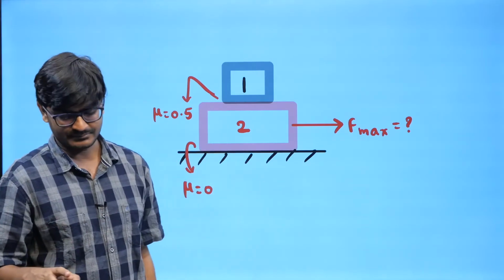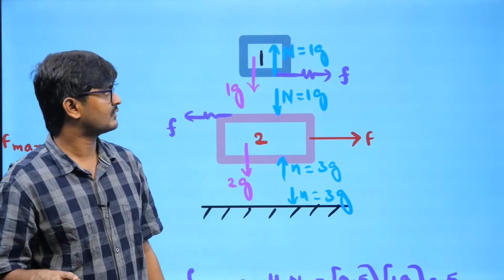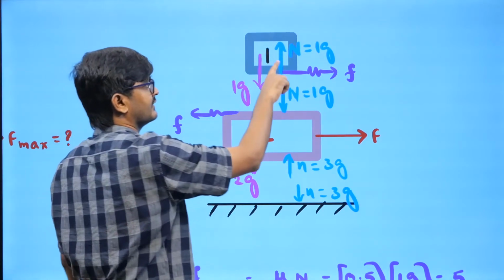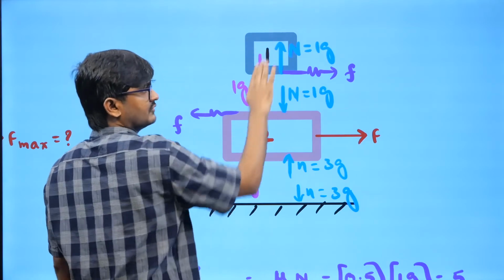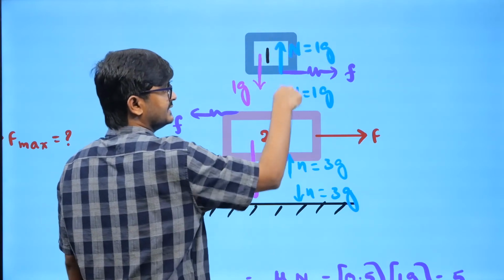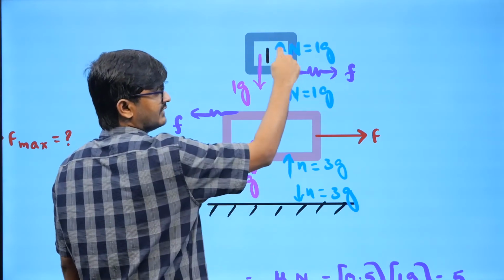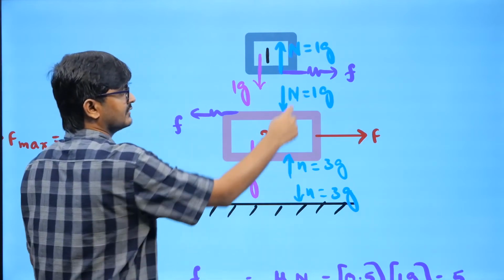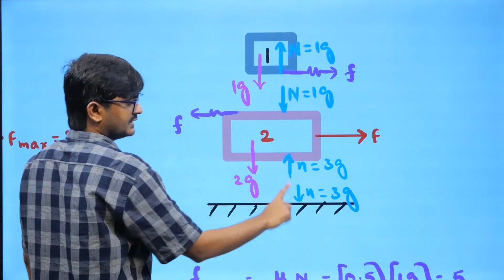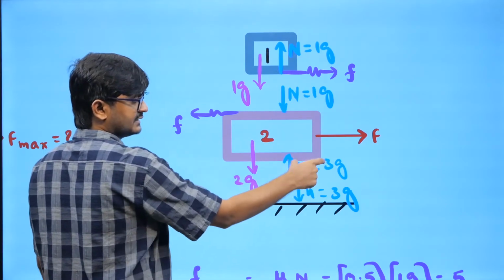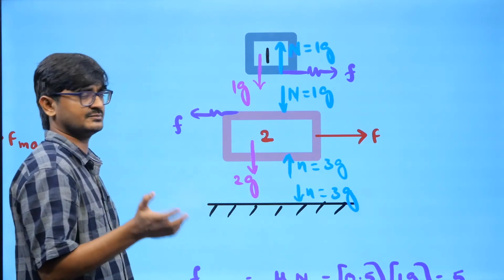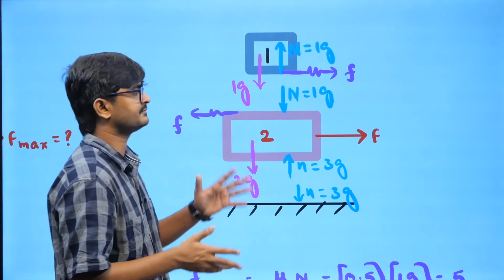For that, the first step I am going to do is, I am trying to draw the FBD. There is weight and normal from the 2 kg block, which is exactly equal to weight because it is not moving along the vertical direction. So if this is 1g, then this one also will be 1g, which is exerted by 1 kg on 2 kg. Now if this is 1g and weight is 2g, then this normal will be 3g because it is not moving along vertical. So if this is 3g, this one also will be 3g. That you people must be knowing, so I am not going to explain.